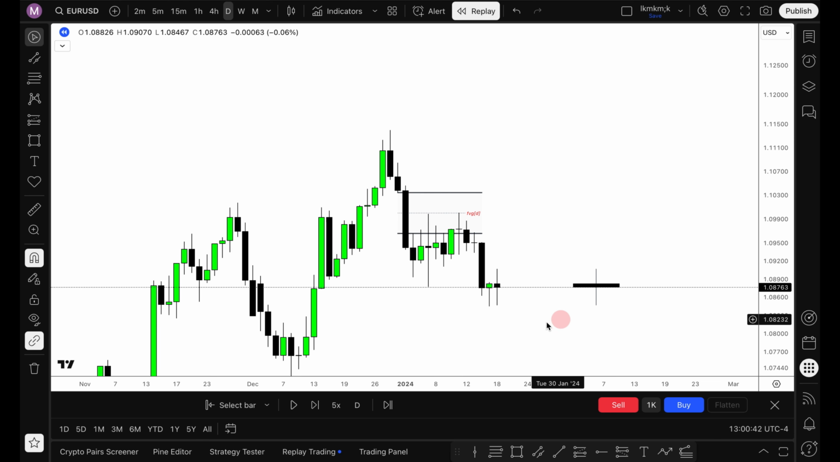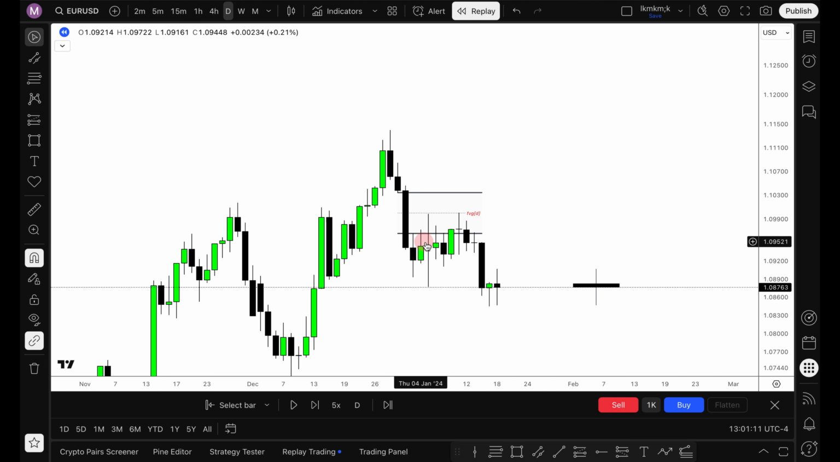Coming up to the end of the video, we have our final example on the Euro USD, and we're going to be focused on the daily time frame, and we're going to go down to the 15-minute time frame. So on the daily time frame, the first thing we see is a daily fair value gap from this candle's low to this candle's high. Then we have this displacement candle to the downside that forms the fair value gap.